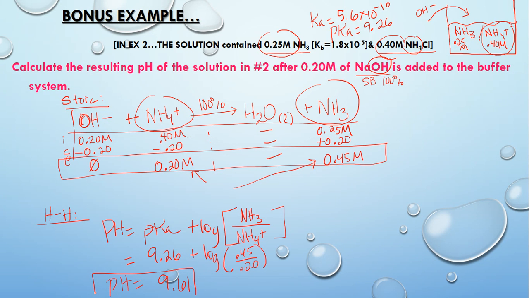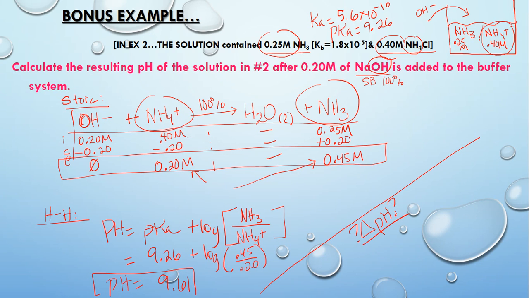Now you plug it in to make sure you agree with me on that one. So 9.61 is the pH of the buffer system now. Now what I want to do next is figure out the change in pH. This is just something I'm adding on to compare. So let's see what's the change, the delta pH.